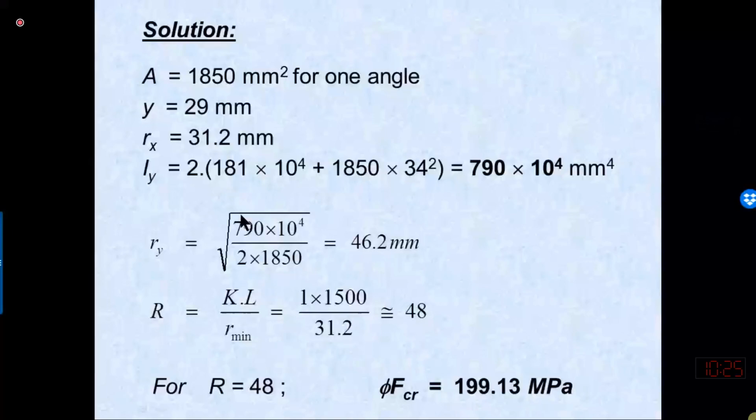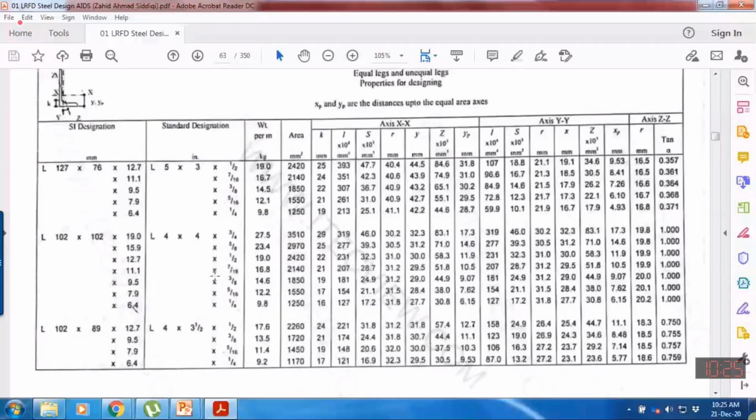So when we are making a built-up section, Rx value remains same, so Ry value increases. It means that for the built-up section, Ry value will be more as compared to the single angle value, but Rx value of the built-up section will be same as of the single section. So we already know that for a built up equal leg built up section, Rx minimum will be Rx value. So you don't need to compute those. You can simply write down this sentence. For equal leg built up section, Rx value will always be R minimum.